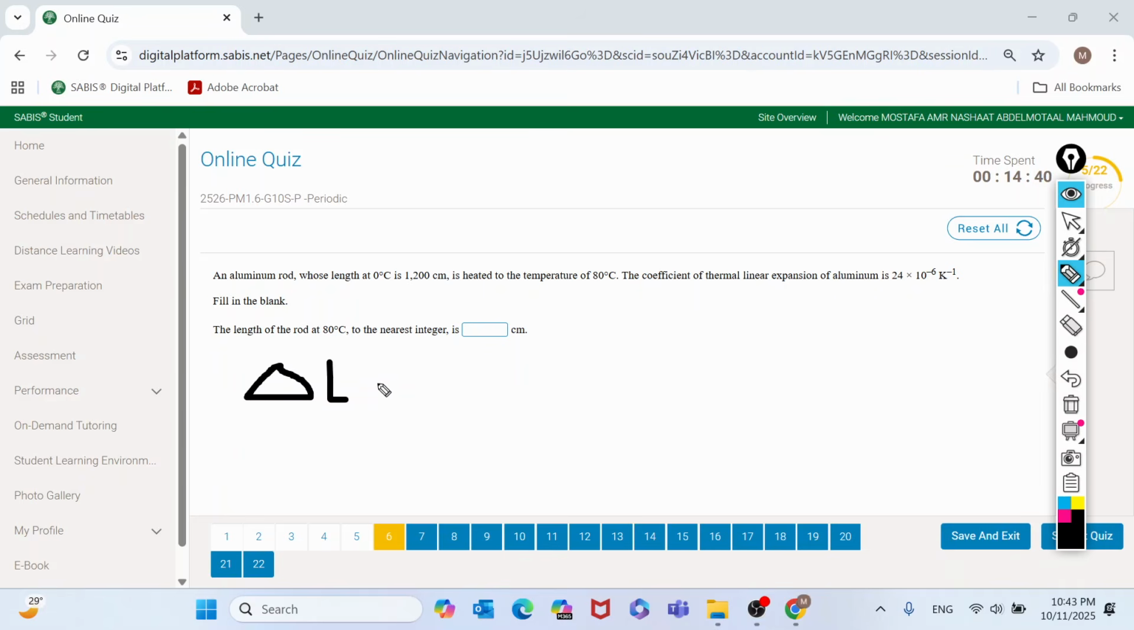The change in length is equal to the initial length times the coefficient times the change in temperature in Kelvin. But since 1 degree Celsius is also 1 Kelvin, if you do T final minus T initial, like let's say you have 180 minus 100, you're gonna get the same answer as 80 minus 0. The difference is gonna be the same.